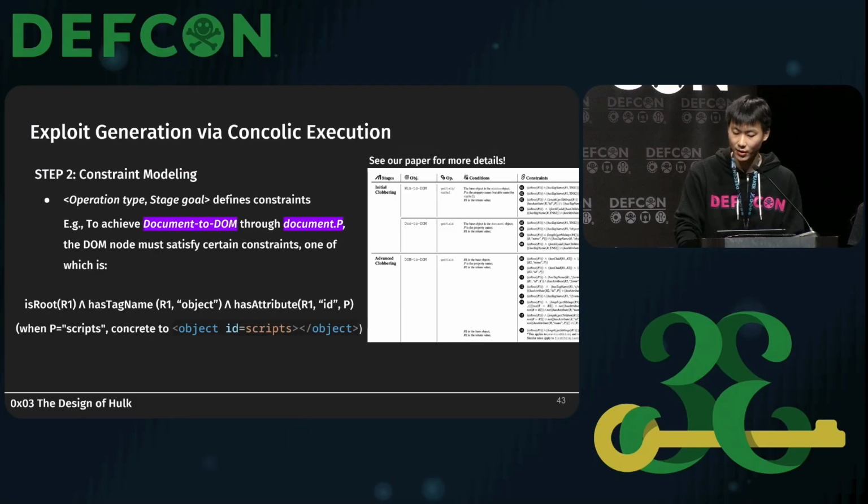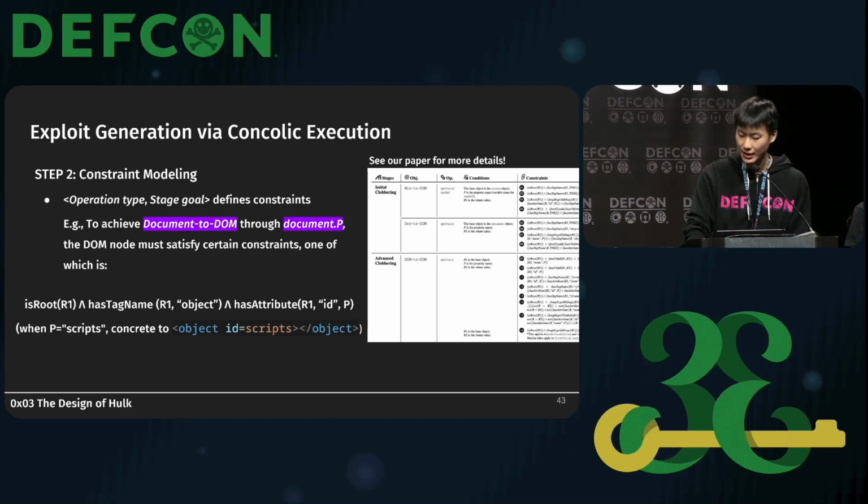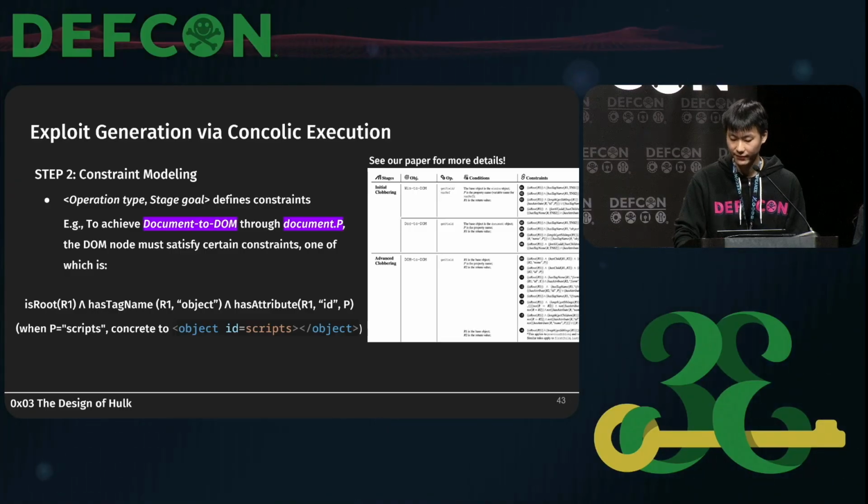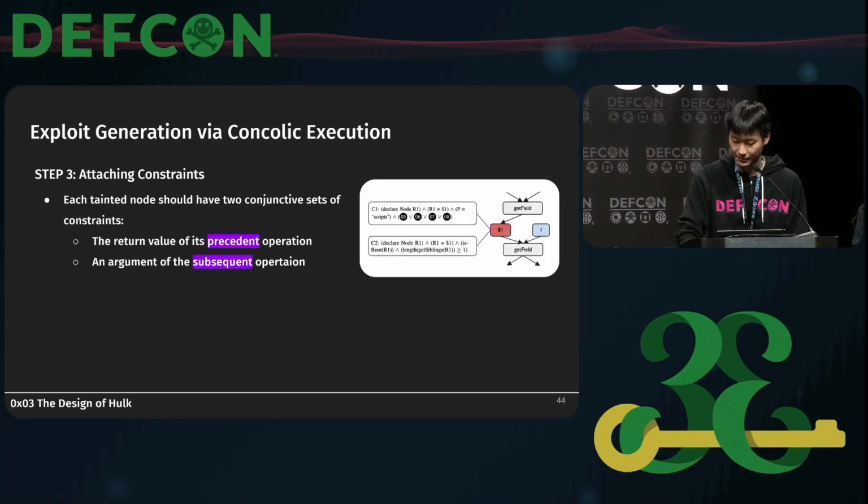And then with each operation type and also the stage we just mentioned, we can generate the constraints on the inputs or output elements used in the operations. For example, to achieve document to DOM through the document.p operation, the DOM elements can be described on the page, with the is root, has tag name, and has attribute constraints. And when p equals script, we can concretize to a very simple HTML element.